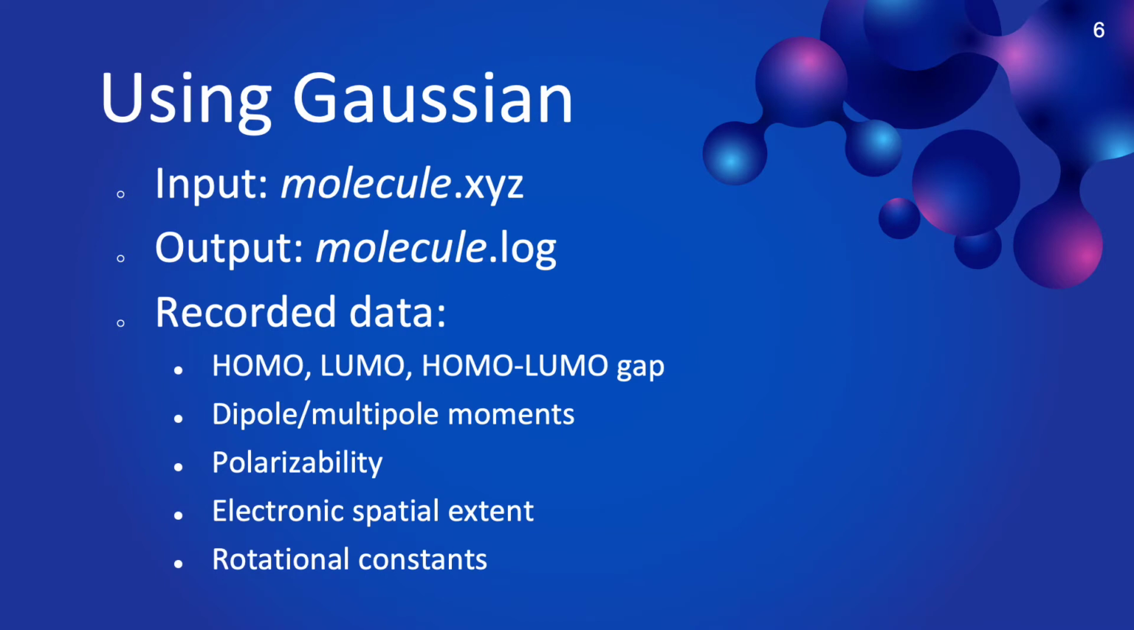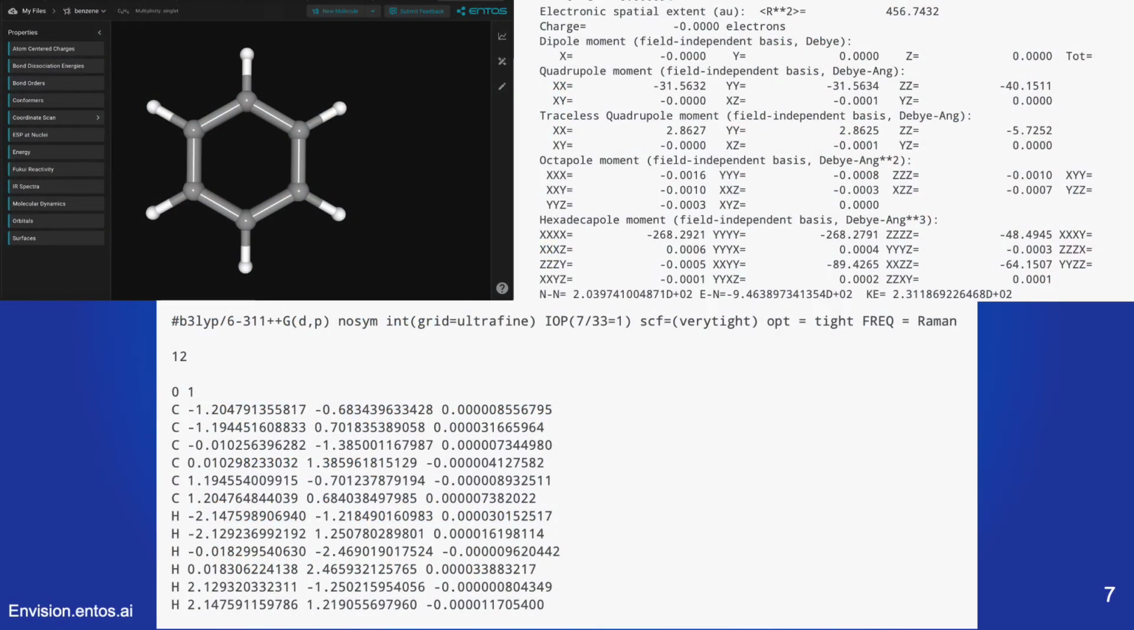On this slide, I have a rough breakdown of the important pieces of Gaussian for our purposes. We needed to input a .xyz file in order for it to give us a .log output file. In that output file, there was a lot of information that had been computed, and we were mostly interested in the HOMO-LUMO gap data, as well as the dipole and multipole moments, the polarizability, the electronic spatial extent, and the rotational constants.